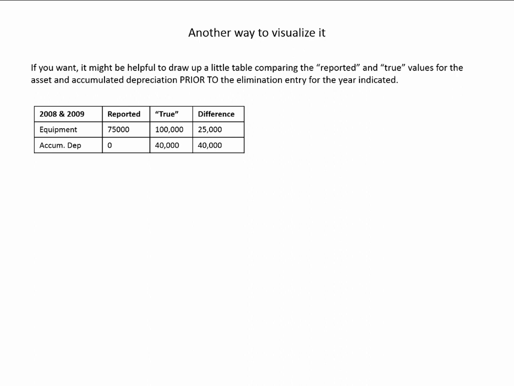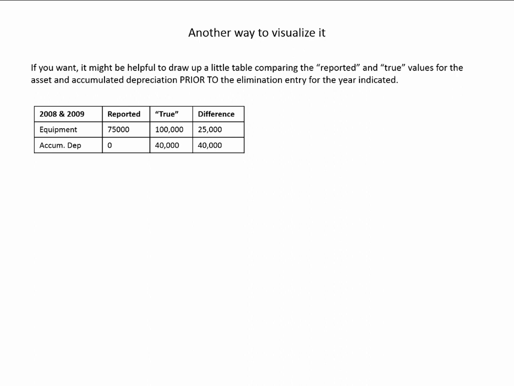The true cost is $100,000, so basically we need to be boosting the equipment value by $25,000. Similarly, at the end of 2008, the reported accumulated depreciation is 0 because, again, the accumulated depreciation got wiped out when the asset was sold, while the true value should have been $40,000. So basically, we should have been increasing accumulated depreciation by $40,000. And the same thing would apply in 2009.